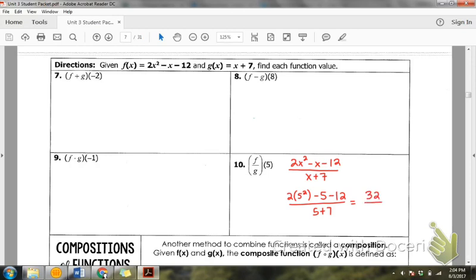Mitchell, you might want to check your math again. You got 33? 50 minus 5 is 45. 45 minus 12 is... 33 over 12, right? Can that be reduced? By what? By 3, right? So we can reduce that by 3 and I get 11 over 4. So then we're going to write our final answer: f over g, put that in parentheses, of 5, equals 11 over 4.